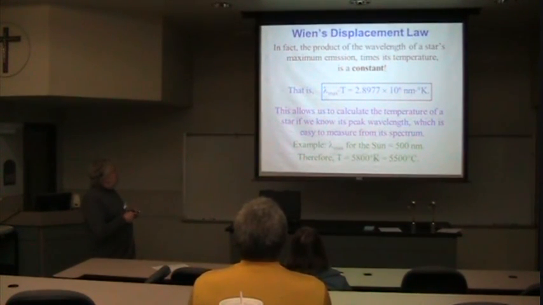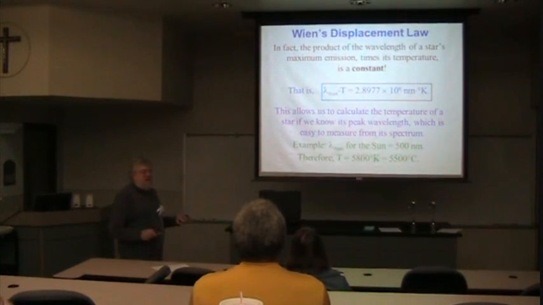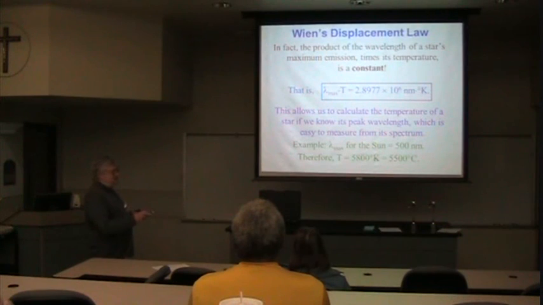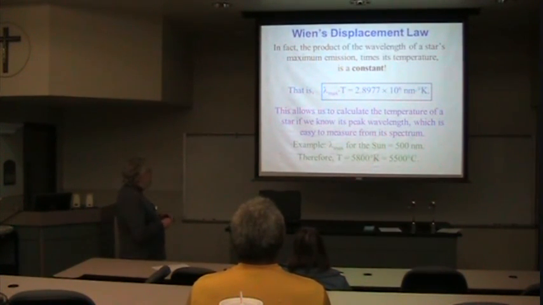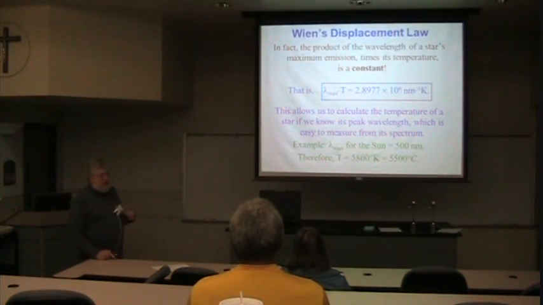Wien discovered that if you take that maximum wavelength and multiply it by the temperature, you always get the same number, the constant. That means that all you have to do to measure the temperature of a star is to take the spectrum of it, see where its maximum wavelength is, and put that into this equation and solve for the temperature. If we do that for the sun, its maximum wavelength is 500 nanometers in the green. If you put that in here, you'll find that its surface temperature is 5,800 Kelvin or 5,500 C.